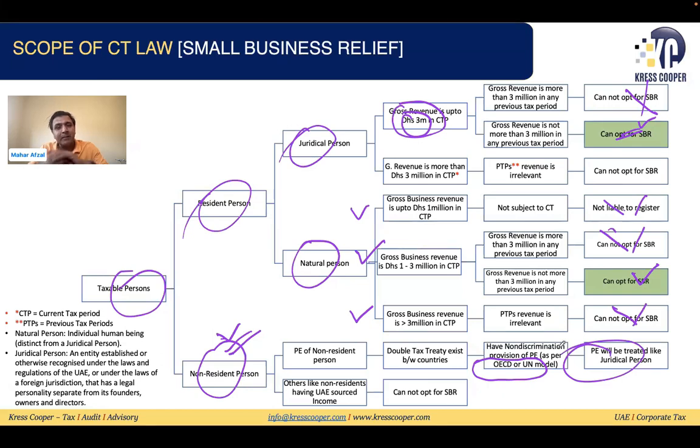In general, we can say resident juridical persons having a taxable income of up to 3 million in the current tax period, and in any previous tax period, can opt for the small business relief.